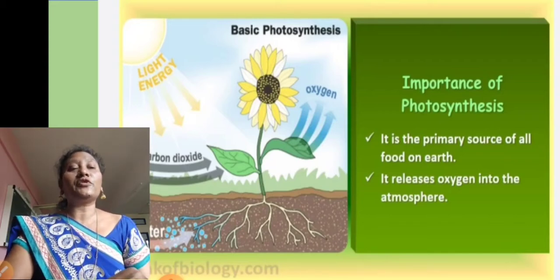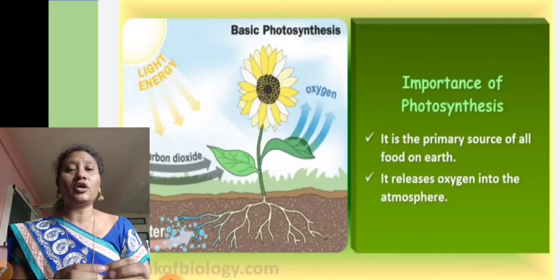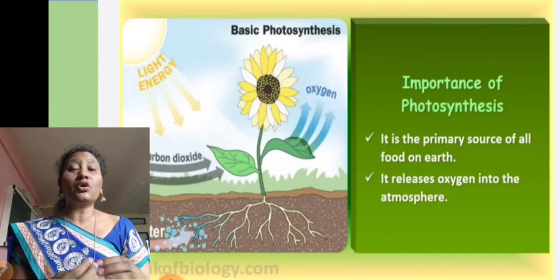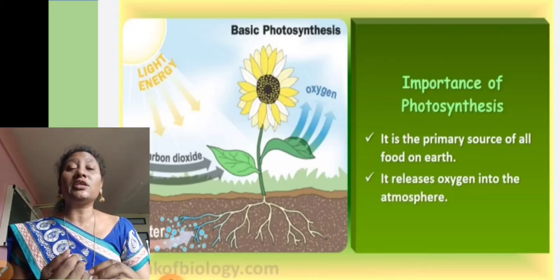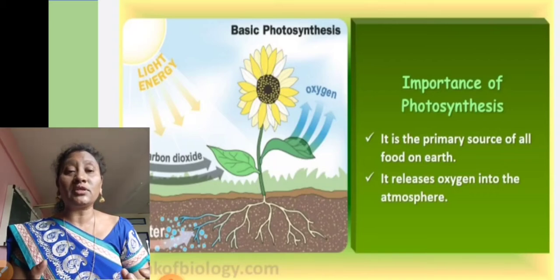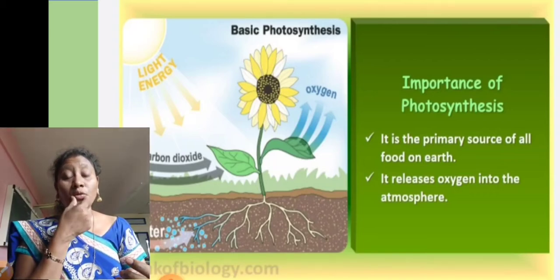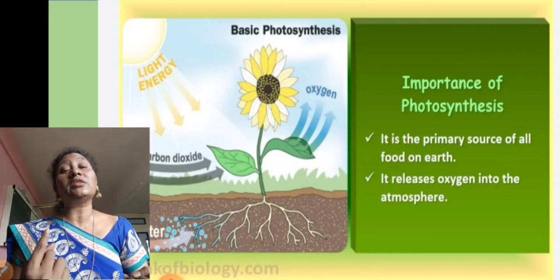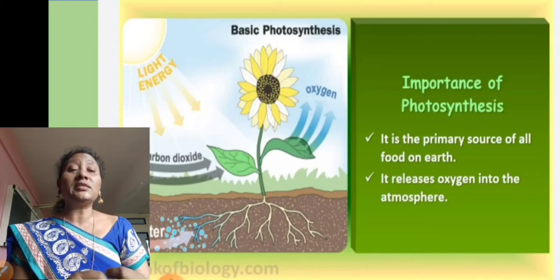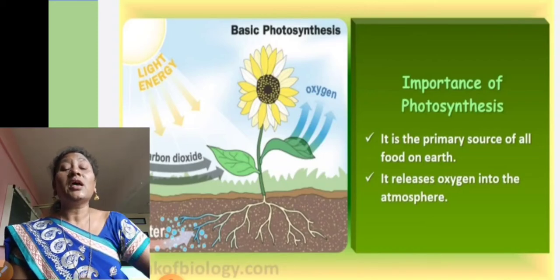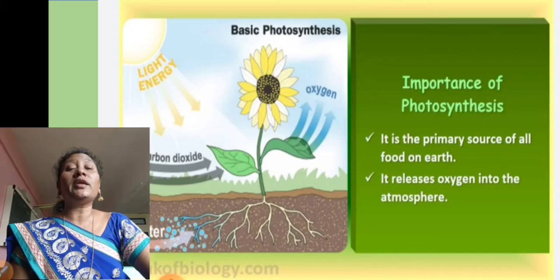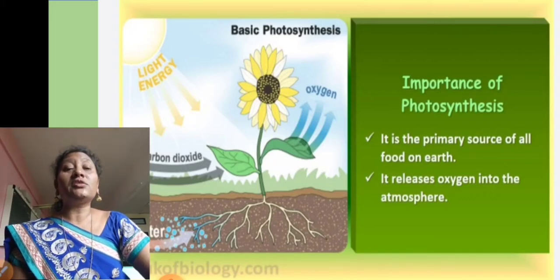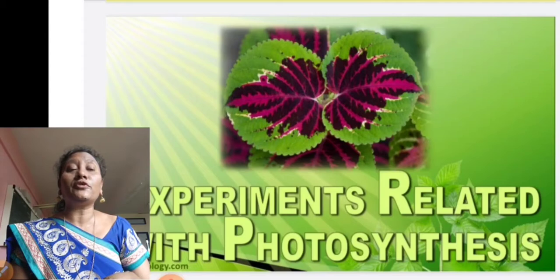Now, the importance of photosynthesis. It is the primary source of food on the earth. So it is the main source for all living beings. It releases oxygen to the atmosphere. If there is no oxygen, no organisms are able to live on the earth. If you close your nose and mouth tightly, we cannot stay without air even for 1 minute. It is very hard to stay. That means the oxygen released by the plants is one of the most important components for the survival of life. So oxygen is the byproduct of photosynthesis.